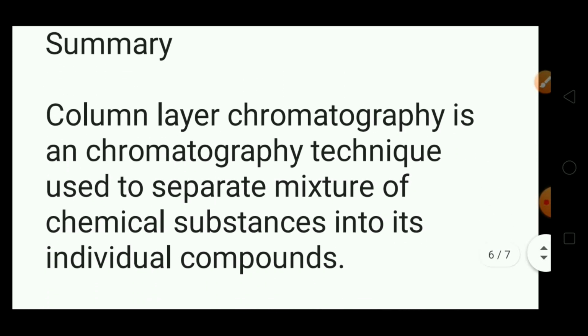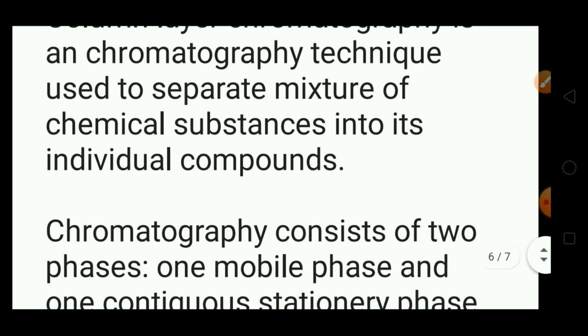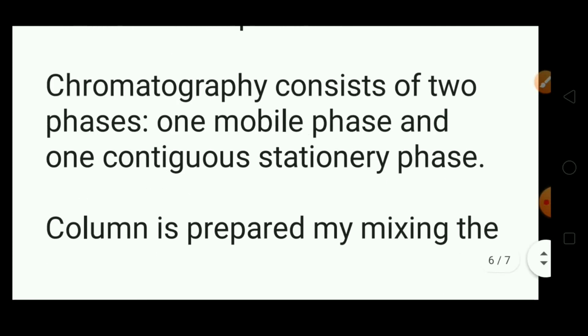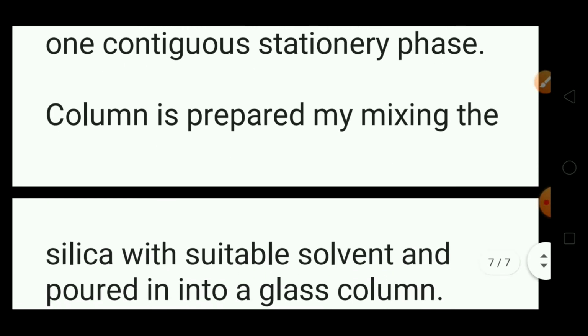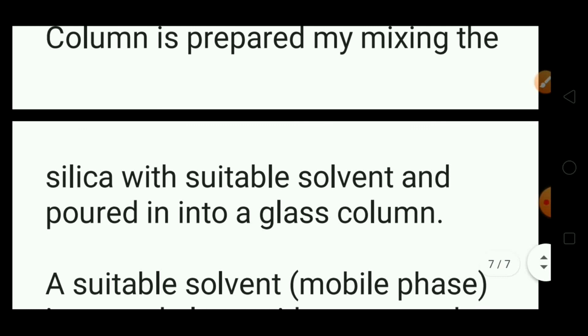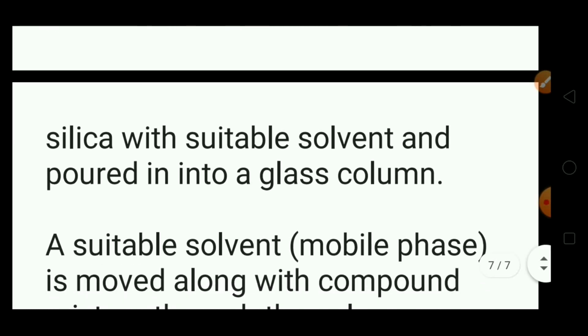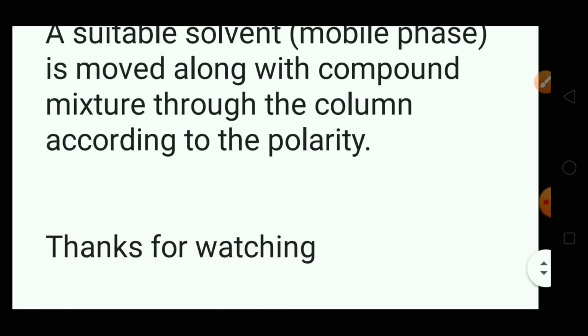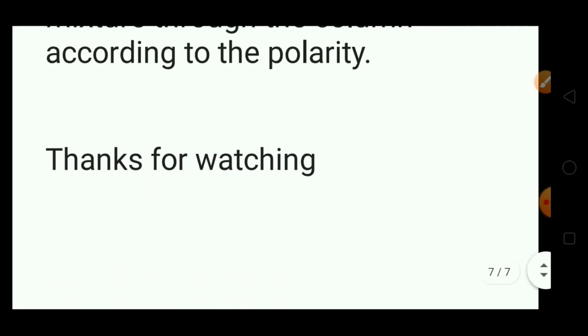Summary: column chromatography is a chromatographic technique used to separate a mixture of chemical substances into its individual compounds. Chromatography consists of two phases, one is the mobile phase and the other is the stationary phase. The column is prepared by mixing the silica with a suitable solvent and pouring it into a glass column. A suitable solvent, the mobile phase, is moved along with the compound mixture through the column according to polarity.